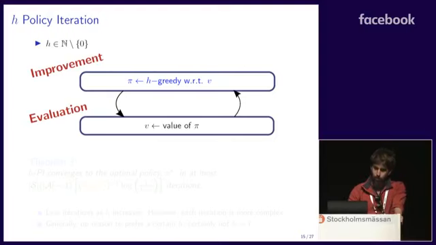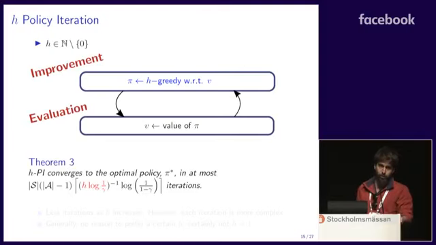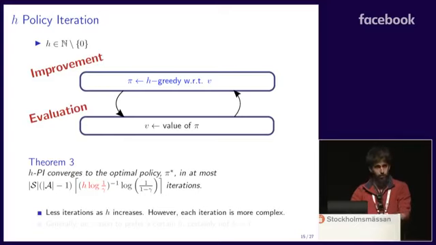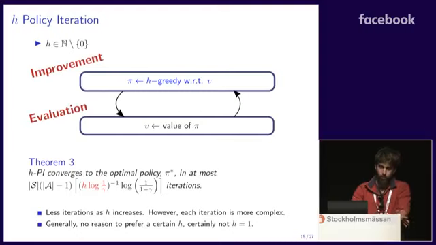And we here also generalize the result that we've seen earlier. We see that the h policy iteration converges after a finite number of iterations, where as h increases, we need fewer iterations. Now, this would seem intuitive, but obviously we should keep in mind that as h increases, each iteration is also more costly, right? Because we need to solve a decision problem with a larger horizon. So generally speaking, with no other knowledge, there is no reason to choose a certain h over the other. And specifically, there is no reason to choose the one-step greedy, meaning h equals 1.